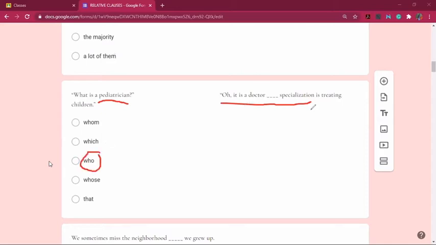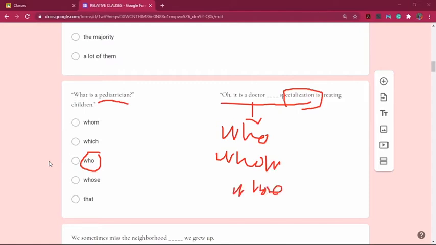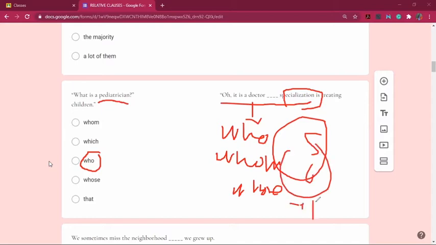So first of all, we have to see this one. It's a doctor, so it's people. So maybe the choice is who, whom, or whose, because this is people. But who is for the subject, whom is for the object, and whose is for the possessive. Okay, possessive pronoun.